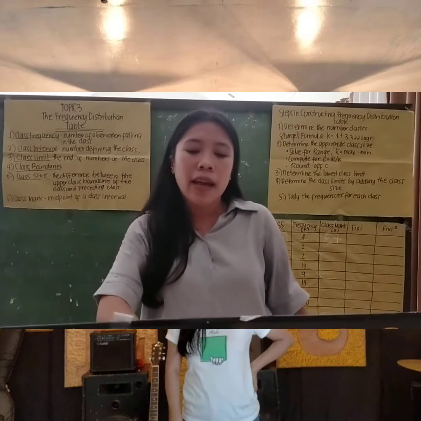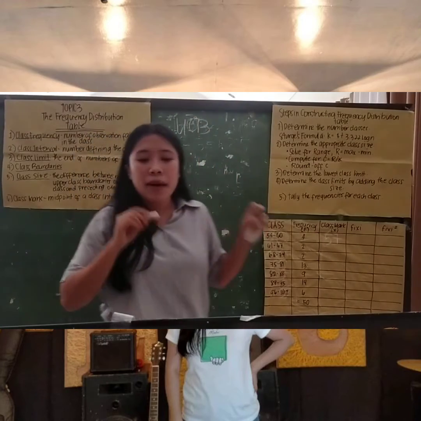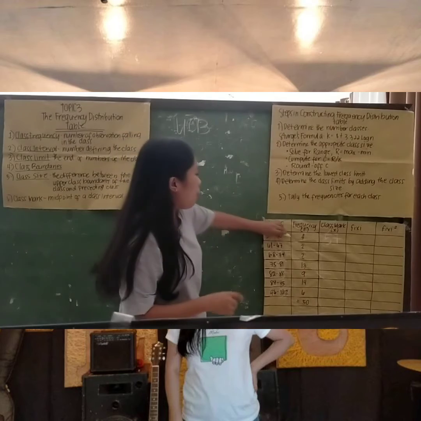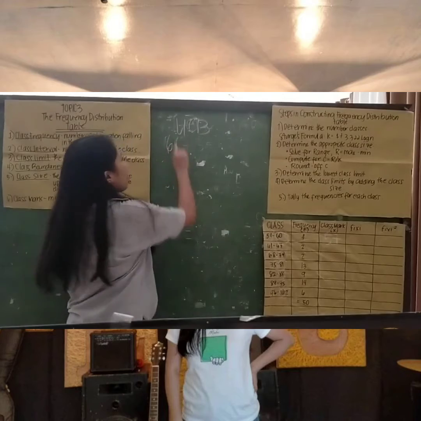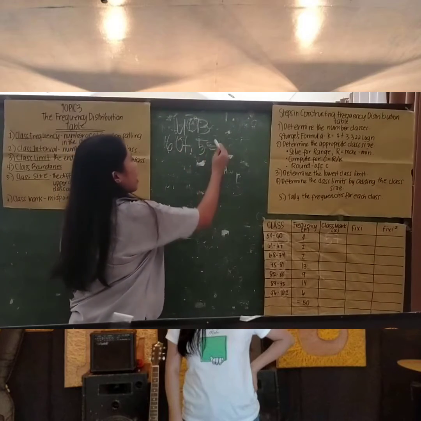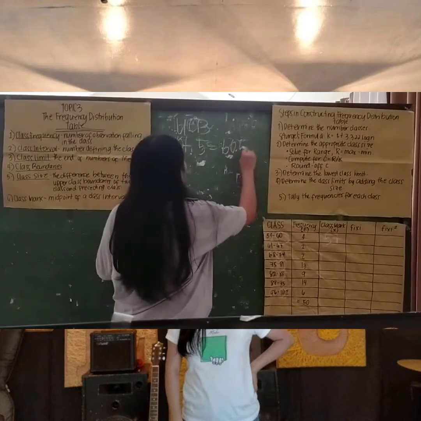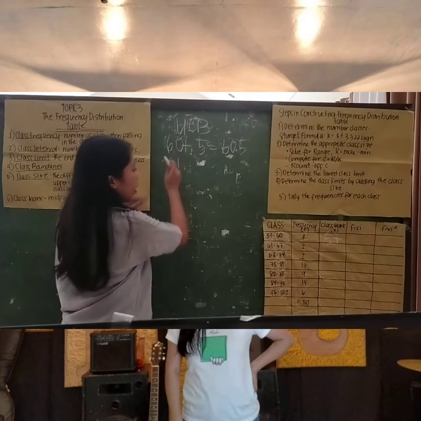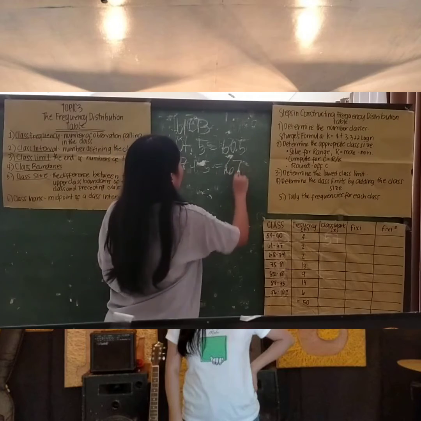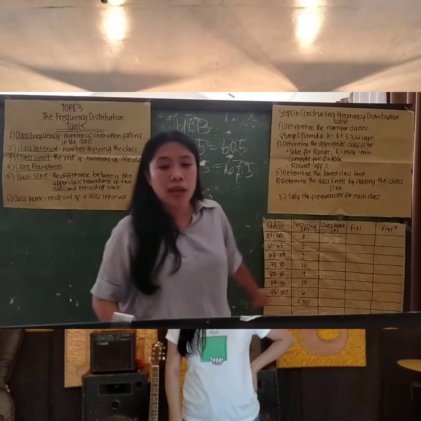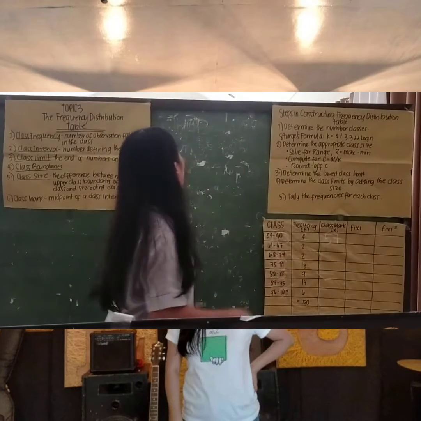To get our UCB, we use the high limit of each class interval and add 0.5. So 60 plus 0.5 equals 60.5. Next, 67 plus 0.5 equals 67.5. We do the same for the others to get our UCB.